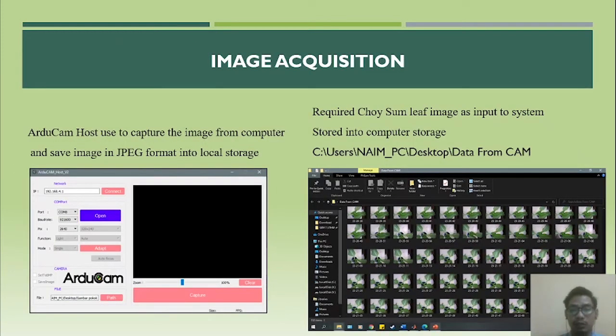Next is image acquisition. To capture the image from the vertical farming, we need the Educam host application. This application can be opened on the laptop. So we connect and we capture the image of the plant. The image will be saved into the selected folder.